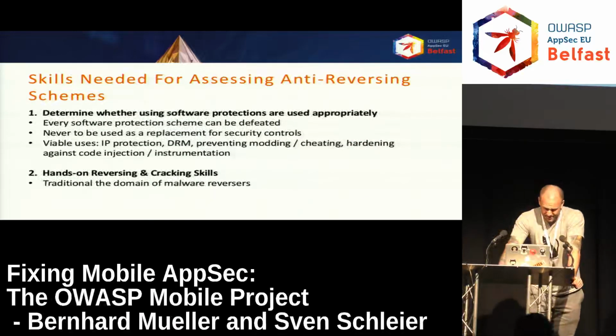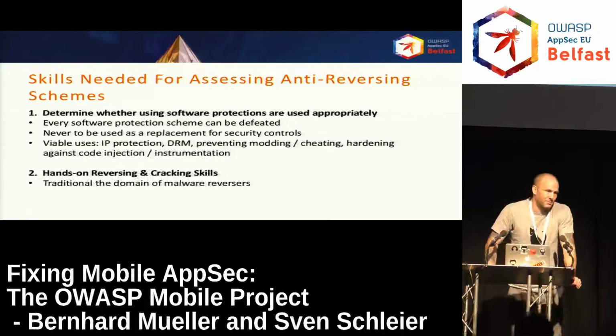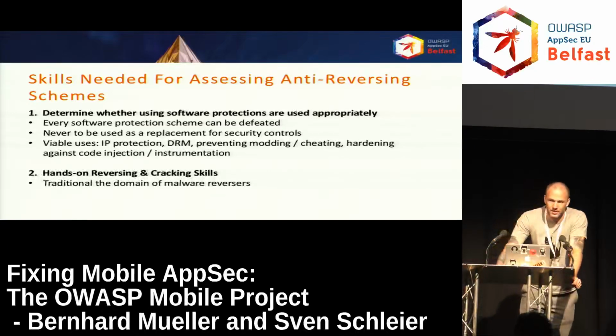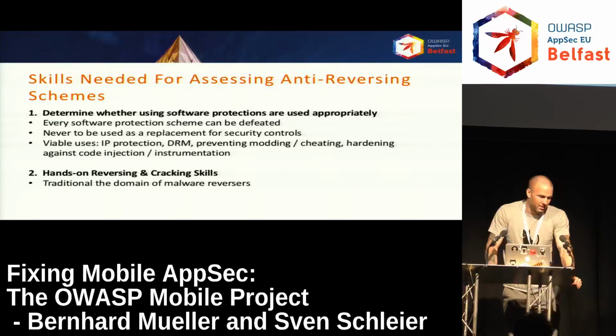So the skills needed for assessing anti-reversing protections are traditionally what you would find with a malware analyst, for example, because malware has been using this kind of thing since the 80s. And a lot of ideas and tricks actually come from the malware world. This is exactly the same thing that you find now in banking apps.